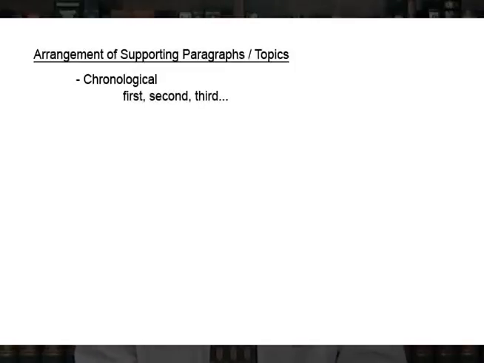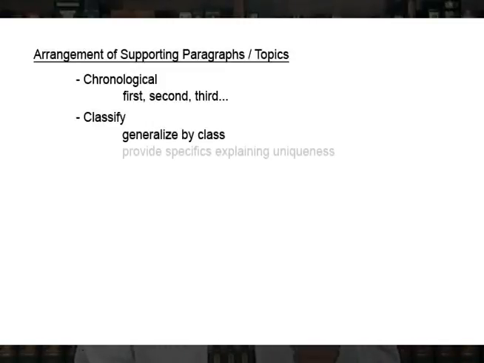First of all, you could arrange your support in the supporting paragraphs chronologically. You could order your details according to what happened first, what happened second, what happened third, thus providing support to your thesis. You could classify certain supporting details. In other words, explain your concept or supporting idea by generalizing it by a particular class, and then provide specifics that explain what's unique about this. And giving that uniqueness, that supports your thesis.